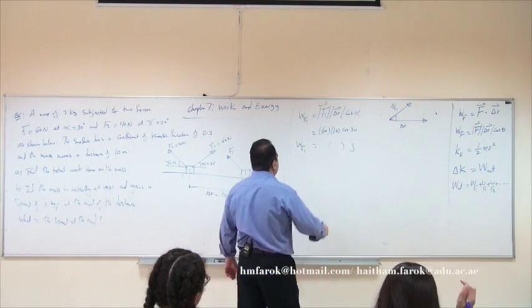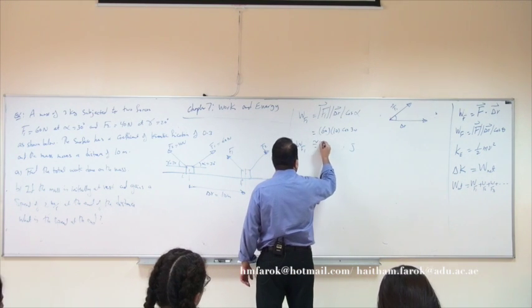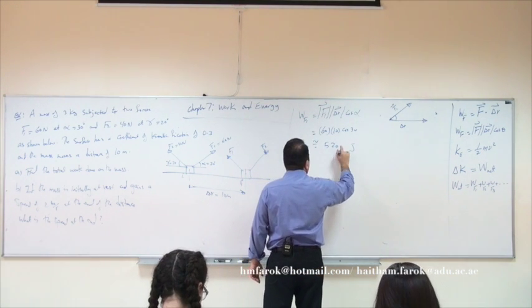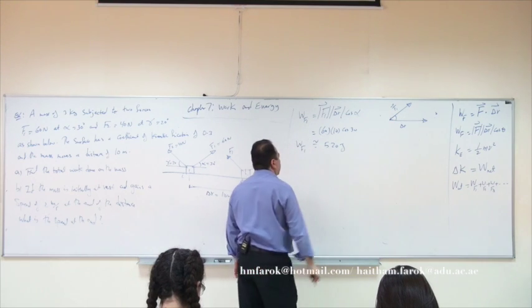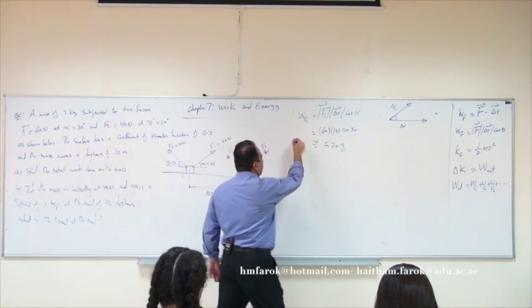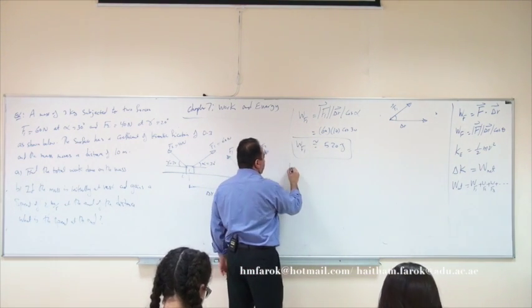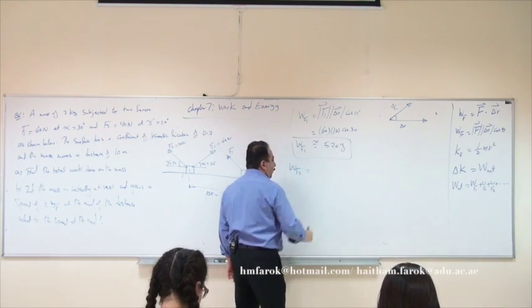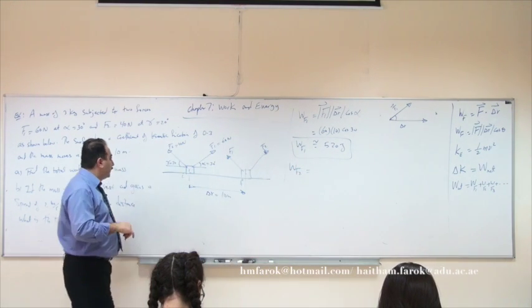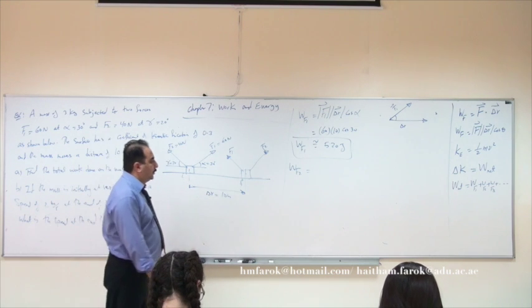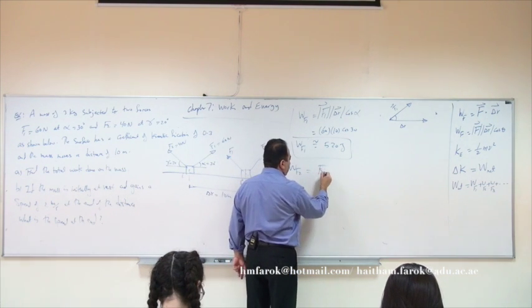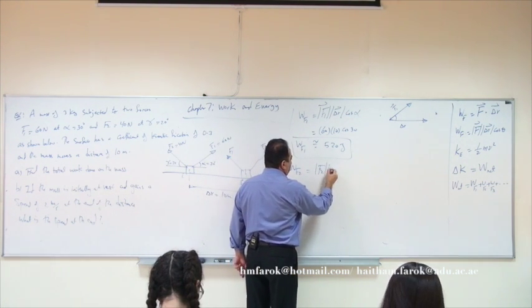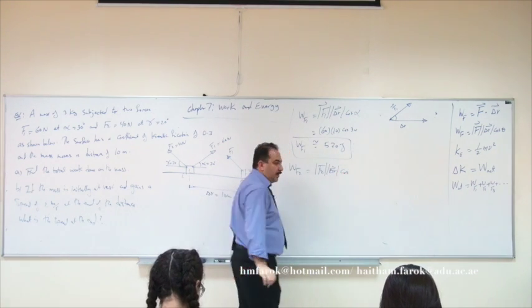Yeah, 500. Let's say around 520 joule. That's F1. Now we do F2. Work of F2. F2 magnitude, displacement magnitude, cosine the angle between them.